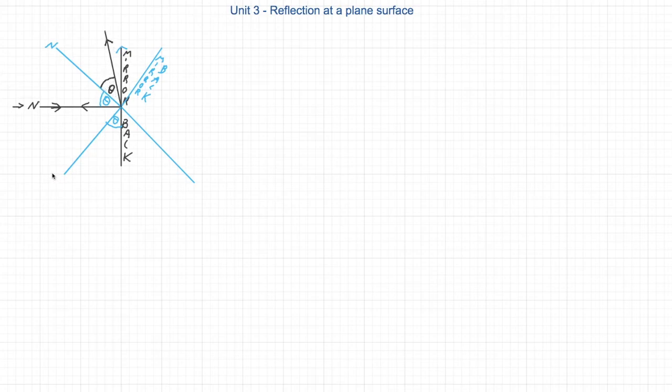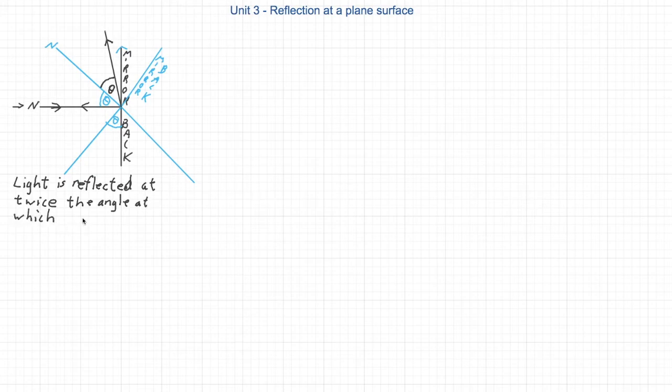So isn't that interesting? When you tilt a mirror at an angle, the reflected ray comes out at twice that angle. That's an important principle to remember. Light is reflected at twice the angle at which a mirror is tilted.